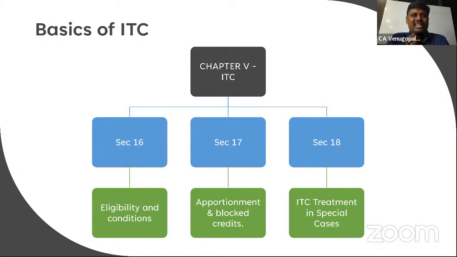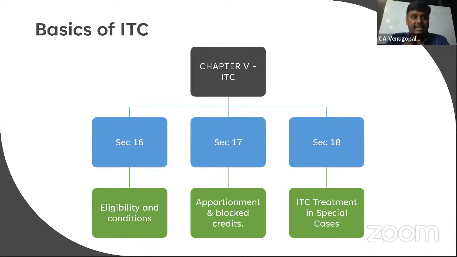Firstly, a little of the basics of input tax credit, like a refresher. Section 16 of the CGST Act gives an opportunity for someone to avail input tax credit, subject to certain conditions. Section 16 subsection 2 has 4 conditions and 3 provisos. If they are fulfilled, one is eligible to avail the input tax credit.